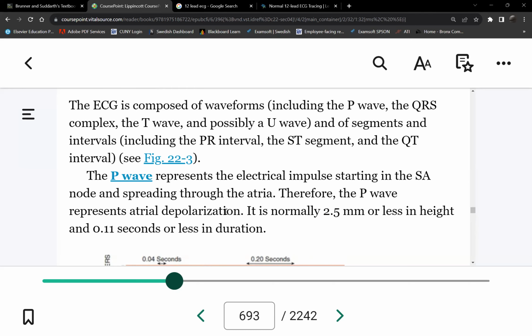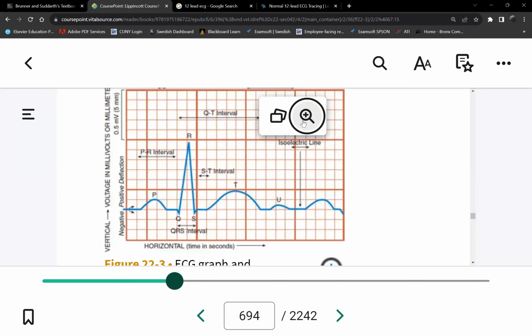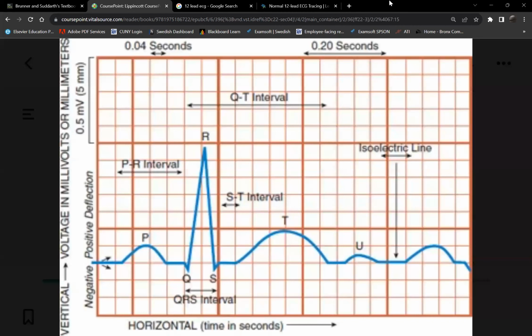Okay, so two things again. Whenever we see a P wave, what are those two things? The atria contracted and that impulse came from the SA node. Okay, very good. So that's the P wave. Now we measure the P wave and it says there it's less than 3 small boxes, correct? Because each small box is 0.04 seconds. So if it's 0.11 seconds or less, that means it's about less than 3 small boxes, correct?